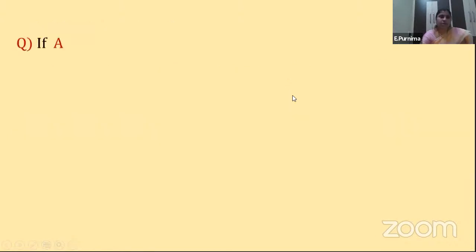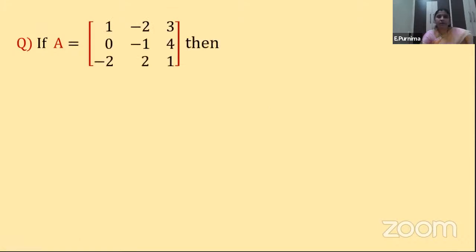Now let us do one sum here. If A is equal to [1, -2, 3; 0, -1, 4; -2, 2, 1], then find A inverse. So let us do it, children. Let us try to find out the A inverse of this matrix. Solution, let us try to do here.